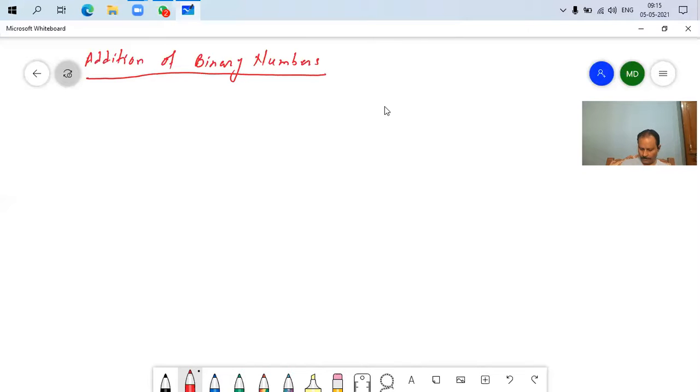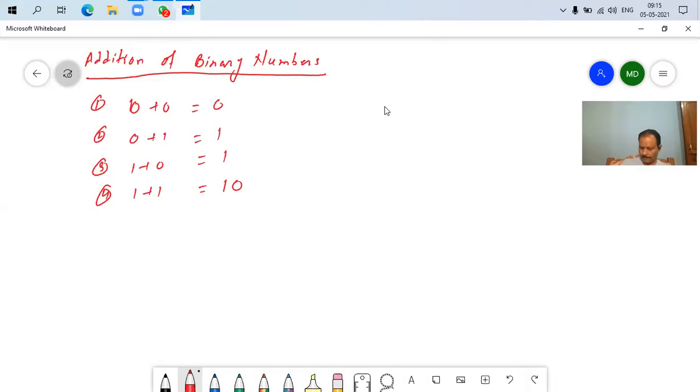The rule is: 0 plus 0 equals 0. 0 plus 1 equals 1. 1 plus 0 equals 1. And 1 plus 1 equals 10.